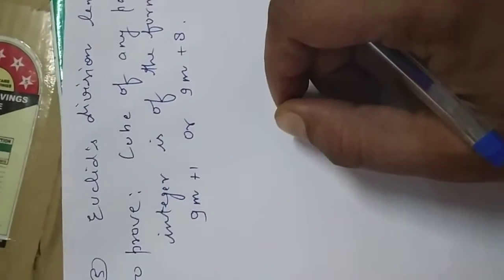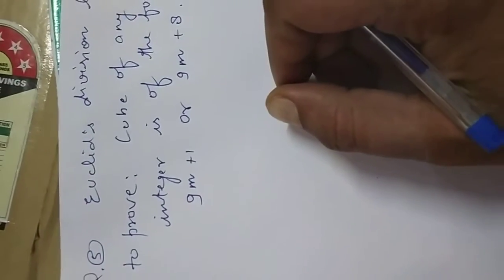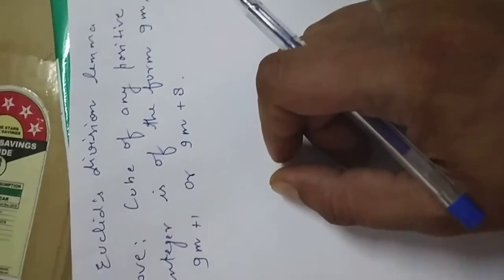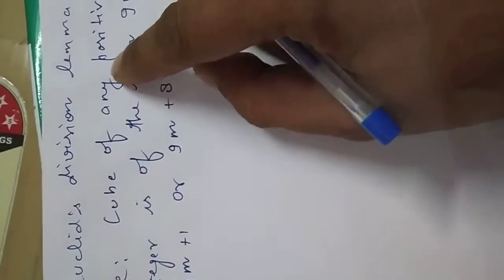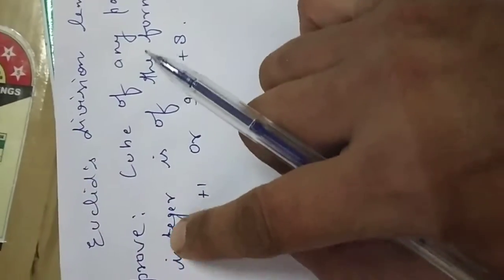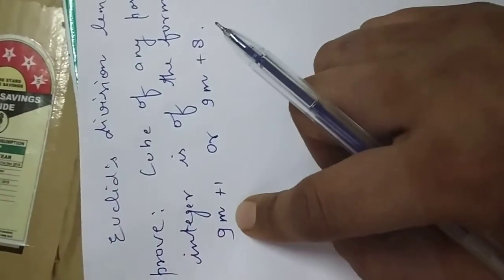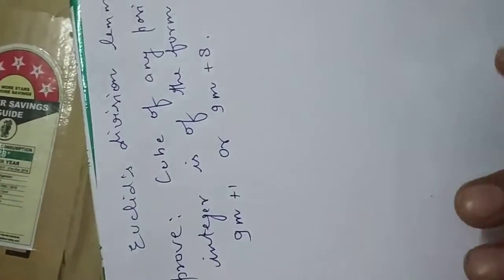Students, today I am going to give you the solution of question number 5 exercise 1.1. Using Euclid's division lemma, we have to prove the cube of any positive integer is of the form 9m, 9m plus 1 or 9m plus 8.